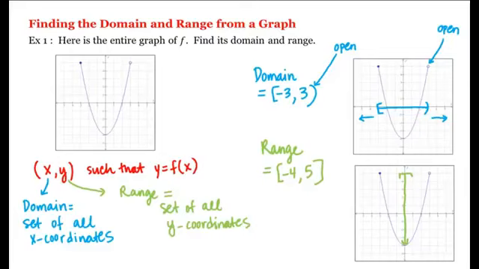Now, some students think that we should not include 5 in our range because of this open circle over here. However, if you look over here, there is a point on the graph with the y-coordinate equal to 5, which is why we include 5 here. Therefore, these would be our answers here.